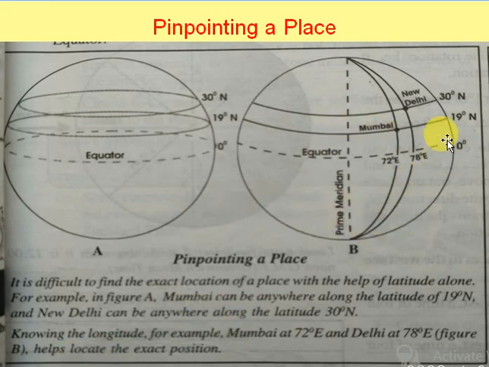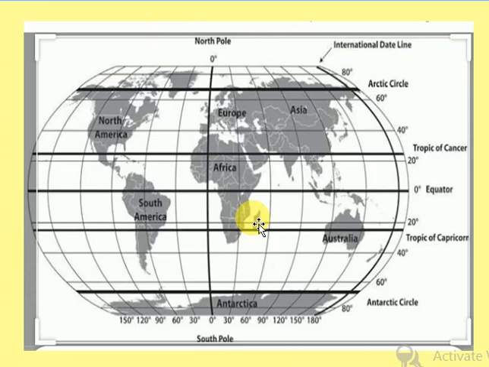So this is how you can locate the exact position of a place. Now again, for your revision, you have different lines of latitudes and longitudes. Have a look. These are the equator, tropic of Cancer, tropic of Capricorn, this is the Arctic Circle, and this is your international date line. This is your 0 degree line, again the prime meridian. So above 0 degree is your northern hemisphere, and below it is the southern hemisphere.